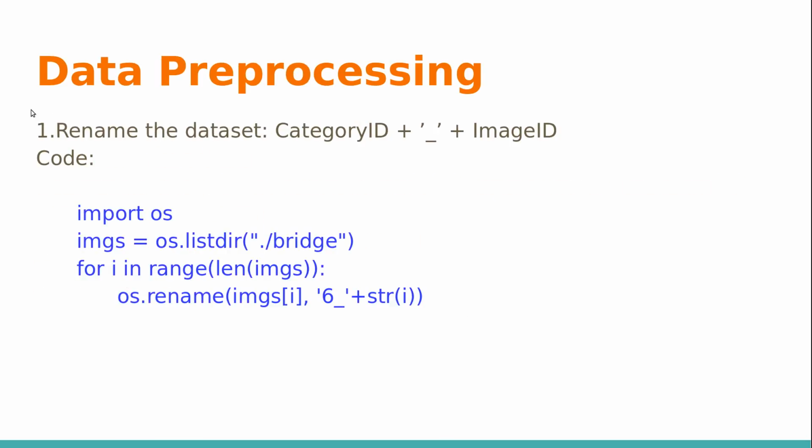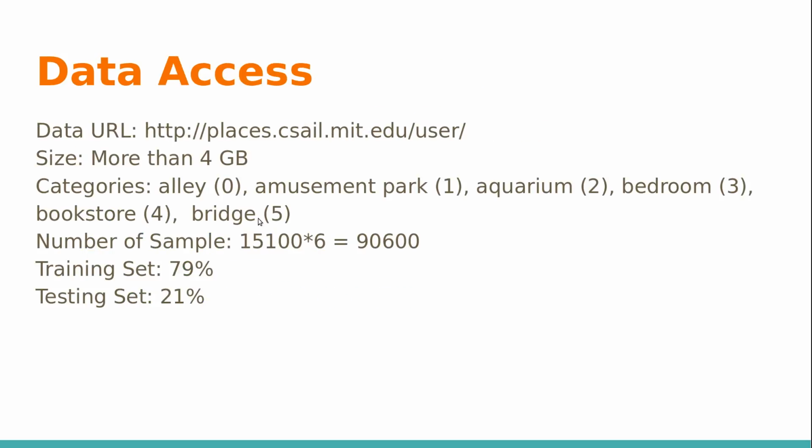Before putting the data into the deep learning model, I pre-process the data. First, I renamed the data to this format because I was planning to extract the label from the file names. The first part of the file name is the category ID. There are 6 kinds of things, so there are 6 kinds of category IDs. The first one is 0, which represents LA, and the second one is 1, which stands for amusement park, and aquarium is 2, bedroom is 3, bookstore is 4, bridge is 5.